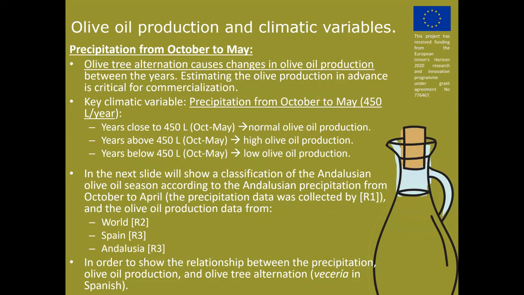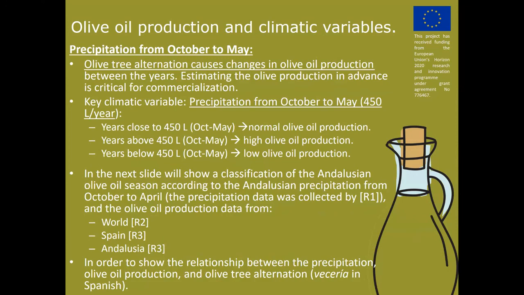According to the COI experiments, a relevant climate variable in Andalusia that affects the olive oil production is the precipitation from October to May. The COI could conclude that the threshold regarding the precipitation is around 450 liters per year. In more detail, in years when precipitation from October to May is close to 450 liters per year, there will be a normal volume of olive oil production.